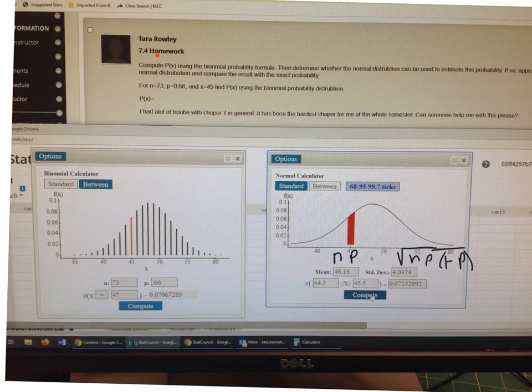And also there's videos in 7.4 about how to use StatCrunch, and then earlier, back in chapter 6 too, there's videos on the binomial calculator.